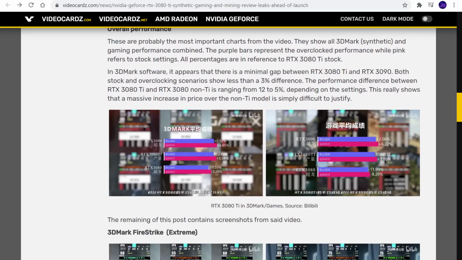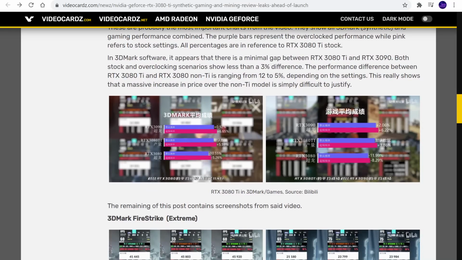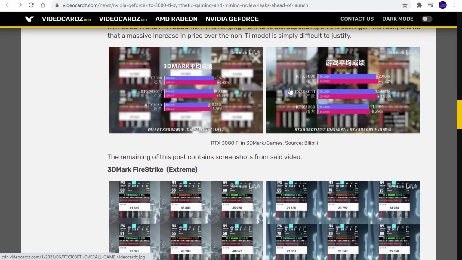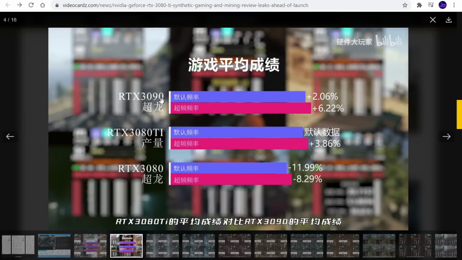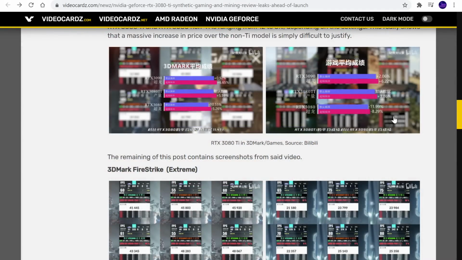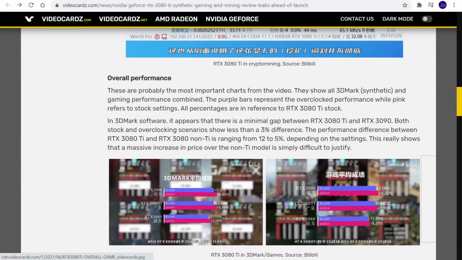Anyway, jumping down to the performance numbers, which is, I'm sure, what you guys would like to see. So here's the synthetics, and then let's jump over to some actual gaming benchmarks. So here's 3DMark, there's your 3090, 3080 Ti, and your 3080. And then here is, once again, 3090, 3080 Ti, 3080. I would love it if I could read exactly what some of that said, but the guys over here at VideoCardz are summarizing it for us and presumably could translate some of this better.